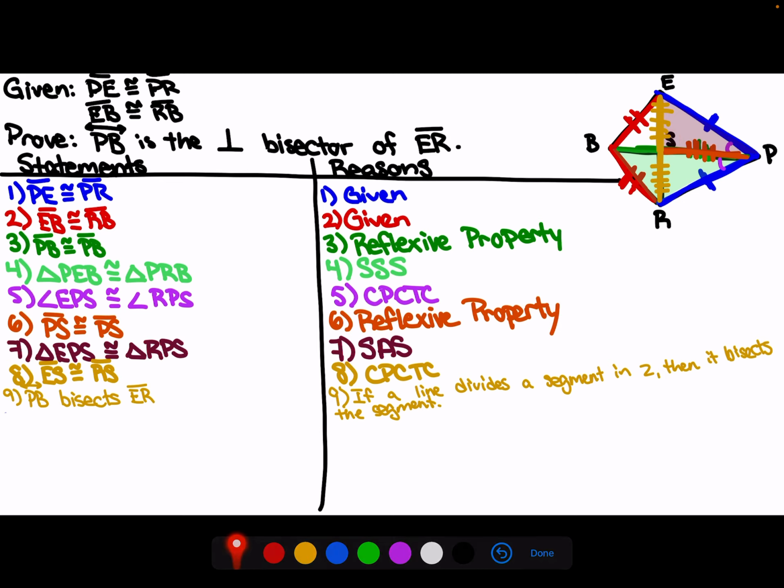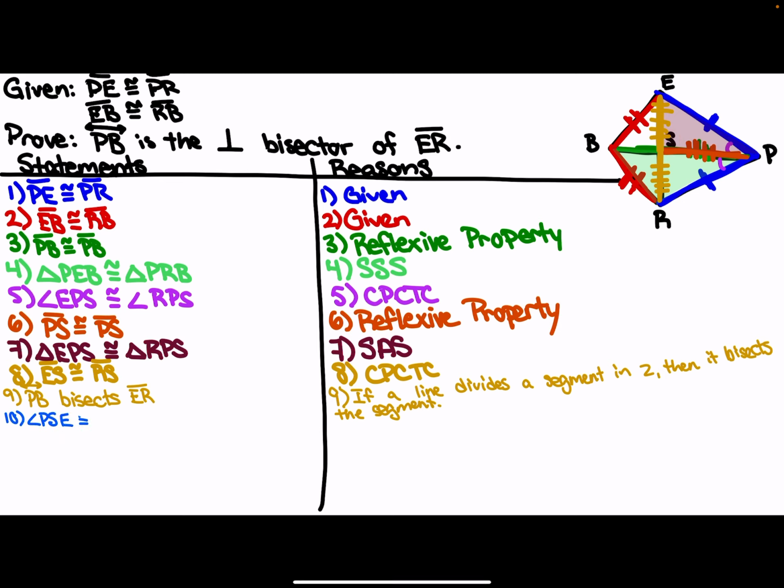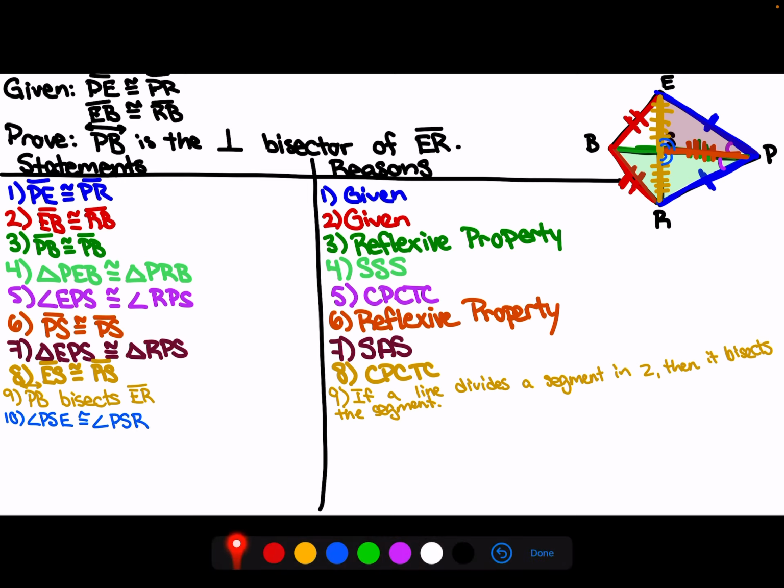And the reason that we can say that these two angles are congruent is because, again, they're corresponding angles. They're corresponding parts of congruent triangles. And we know corresponding parts of congruent triangles are congruent. So the reason for that is CPCTC.